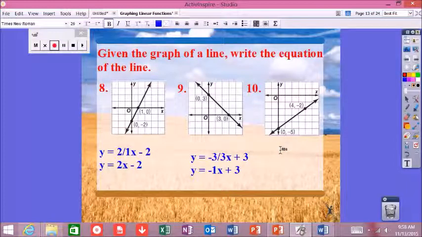Finally, in number 10, another positive slope. So our number in front of x should be a positive number. Y equals rise over run. Y equals 3 over 4x minus 5. And 3 over 4 does not reduce, so we'll leave 3/4 as our slope.